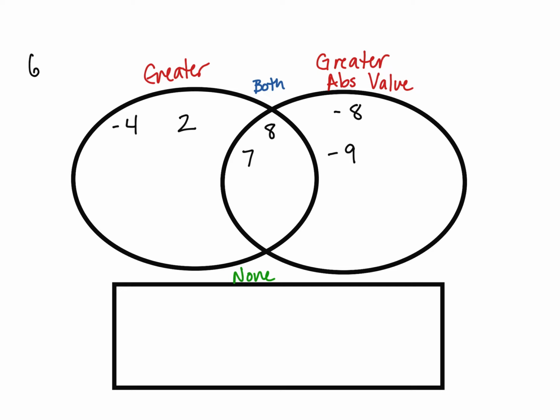E, our numbers are 6 and 1. Their absolute values are 6 and 1. 6 is the bigger number. It also has the greater absolute value, so it gets to go in the middle.